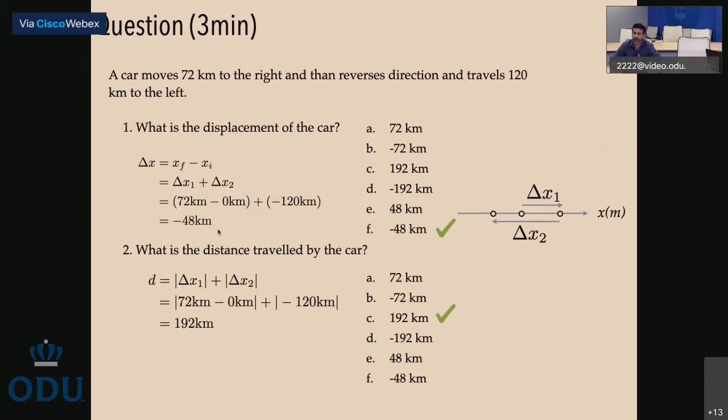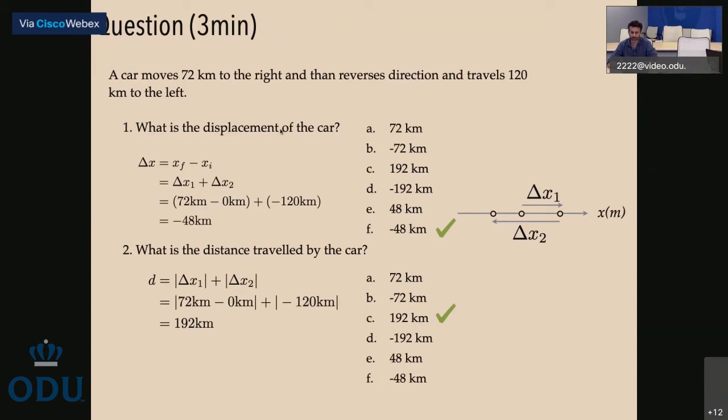Okay. The second one is closely related, but what you're interested in is the distance. So you're interested in the total ground that is covered. And so you're evaluating this distance right here, which is always positive, right? So the distance here would be a positive number, plus the distance covered from this point to this point, which is also a positive number. And so you add up 72 plus 120, which gives you 192. And so that's that number. Okay, so hopefully that makes sense.